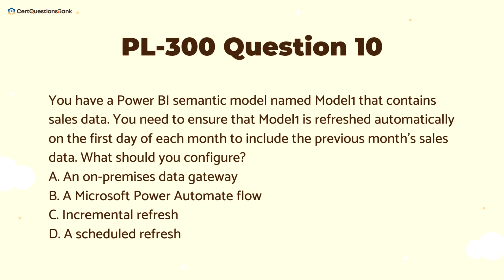You have a Power BI semantic model named Model 1 that contains sales data. You need to ensure that Model 1 is refreshed automatically on the first day of each month to include the previous month's sales data. What should you configure? A. An on-premises data gateway. B. A Microsoft Power Automate flow. C. Incremental refresh. D. A scheduled refresh.